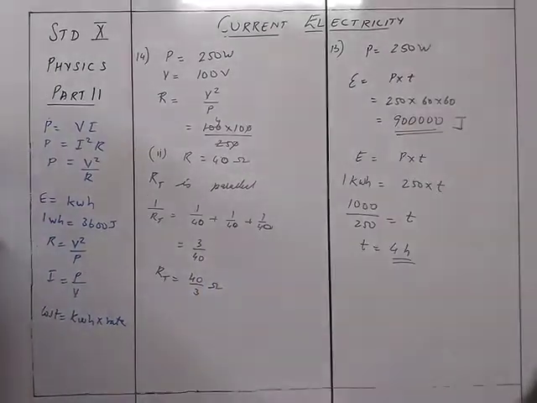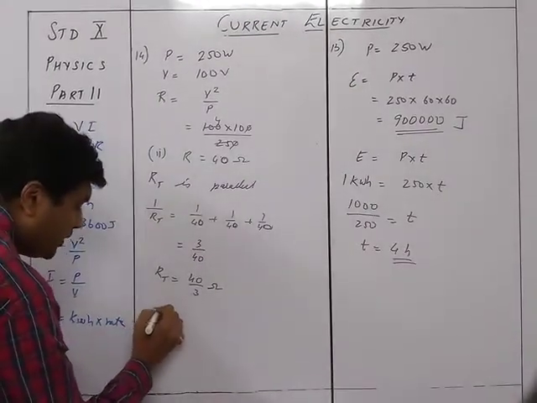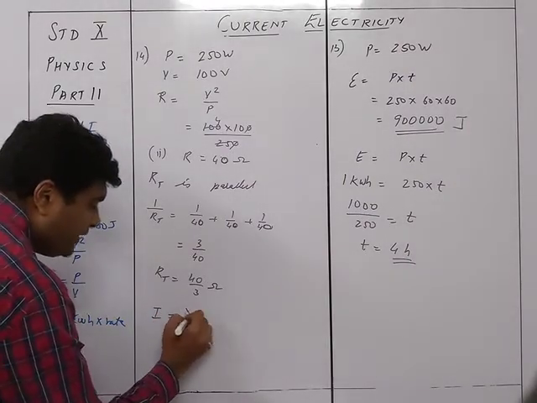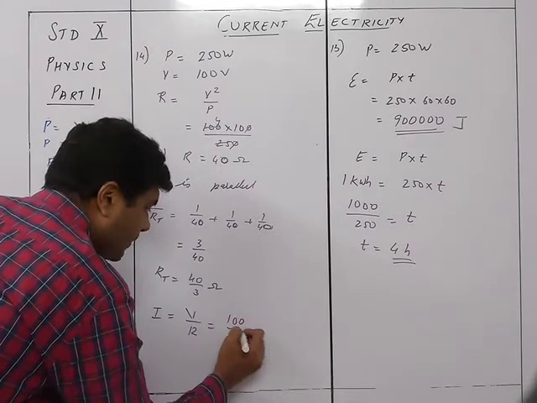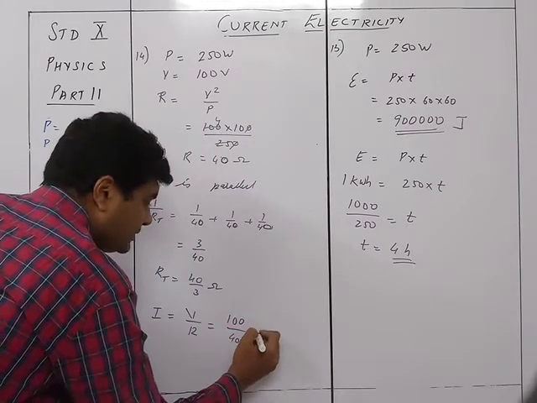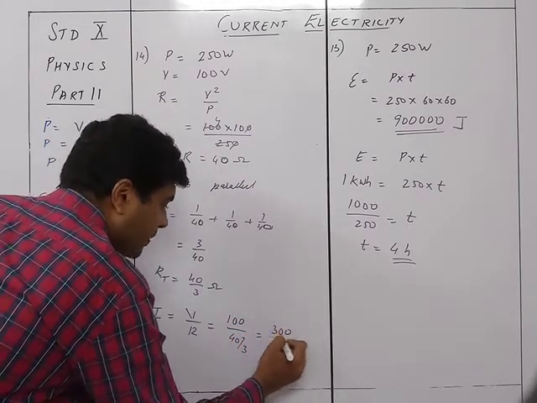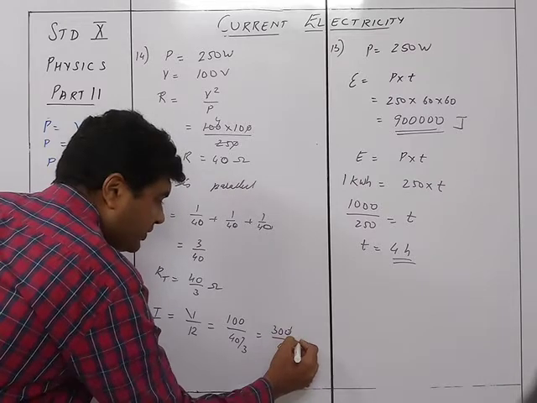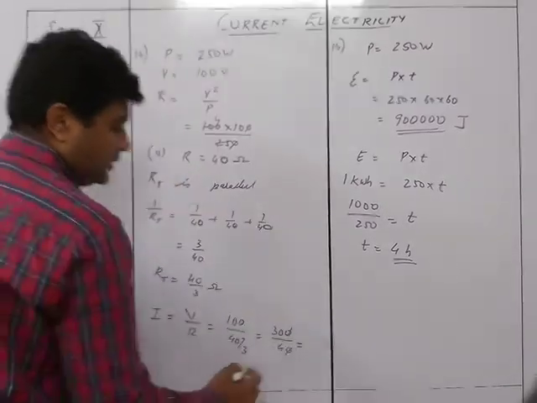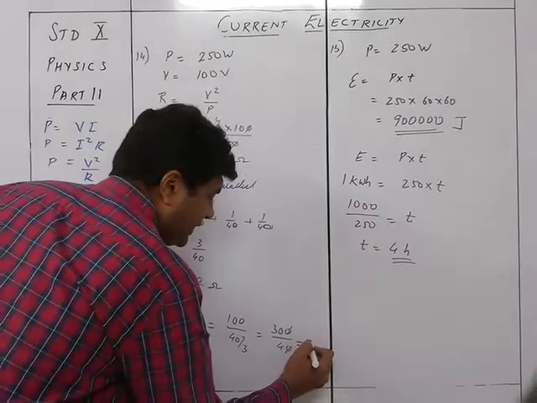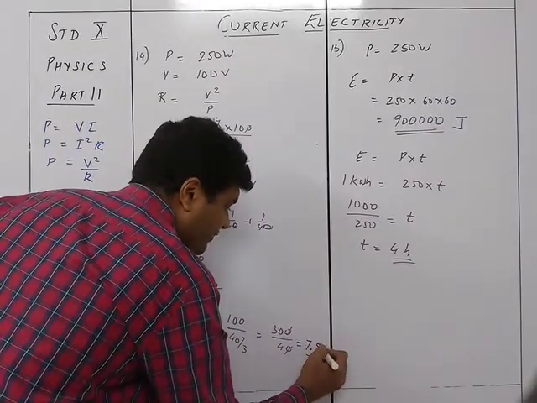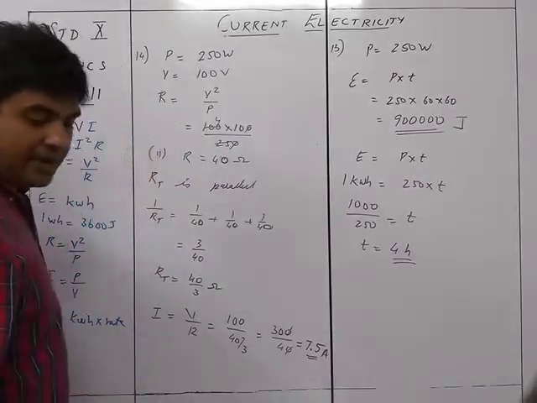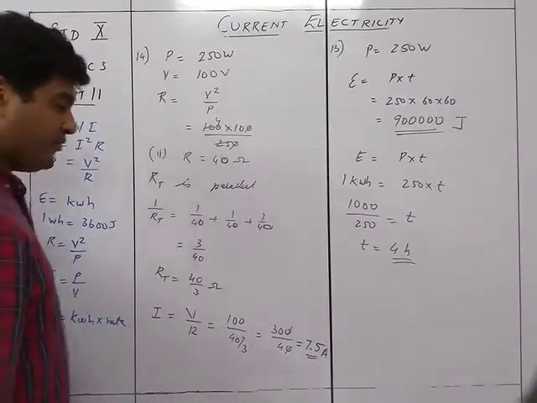So accordingly, the current will be equal to I is equal to V upon R. So it is 100 upon 40 upon 3. So that will be 300 upon 40. So that will give you 7s are 28 and then again 20 will be 5. So 7.5 ampere. So the current passing through the circuit will be 7.5 ampere.